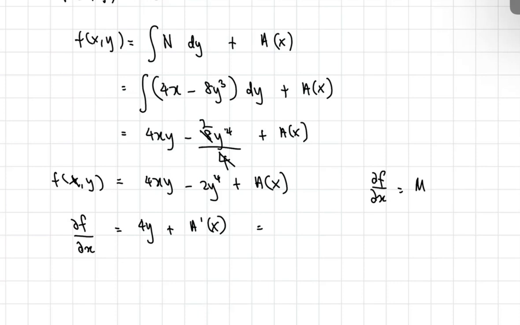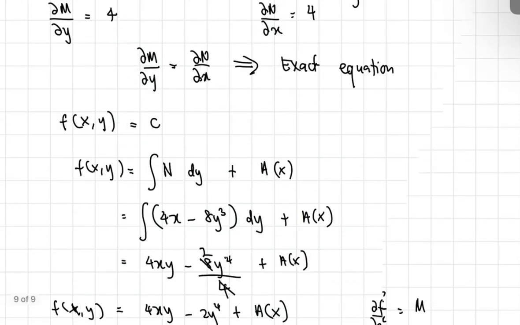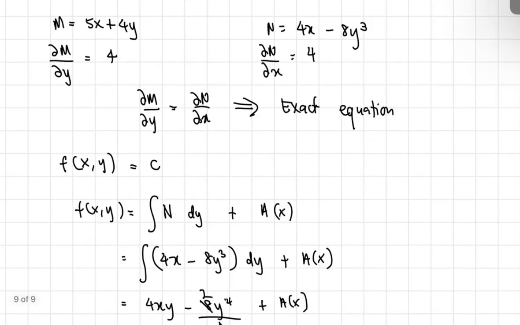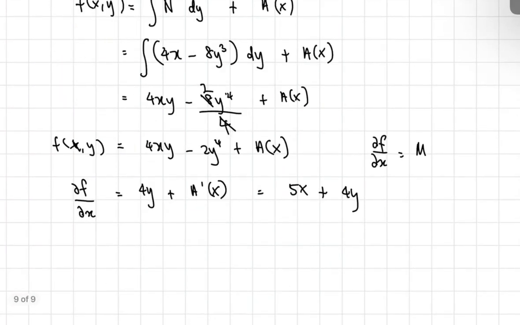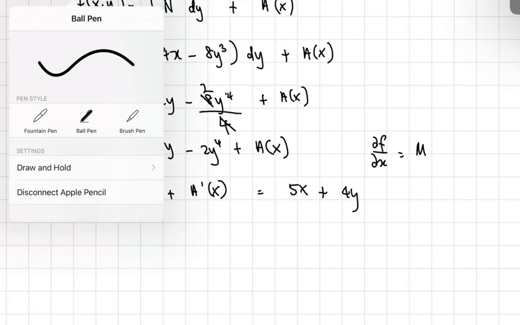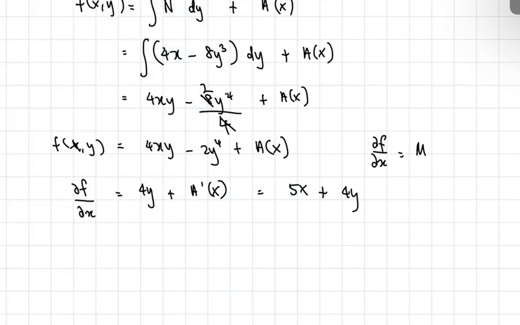So this one must equal to 5x plus 4y. So M is 5x plus 4y. This is our M. When we find the partial f with respect to x, we must set it equal to M. So now let's compare. In this function we have 4y, here also 4y. That means a prime x is 5x.